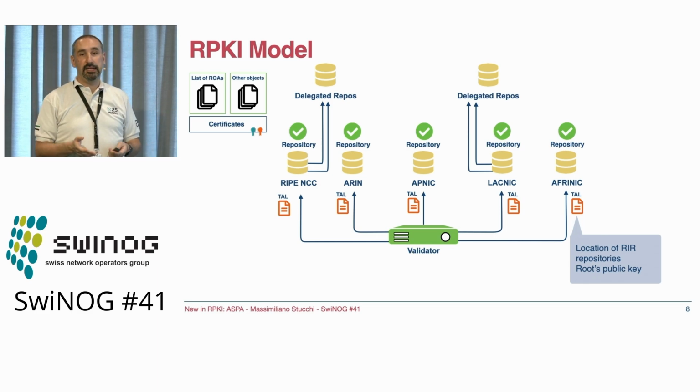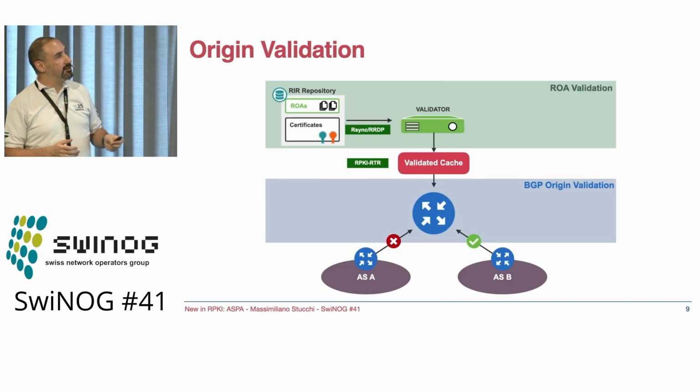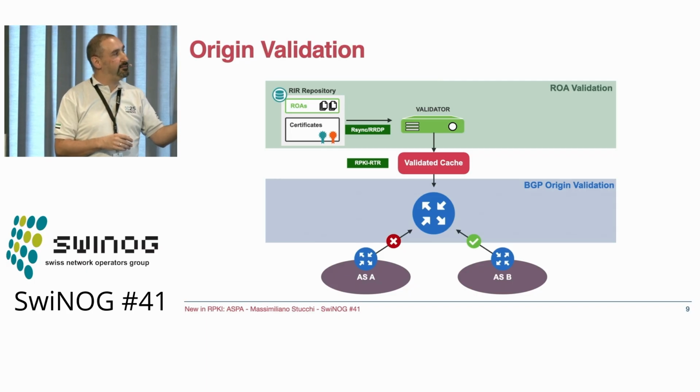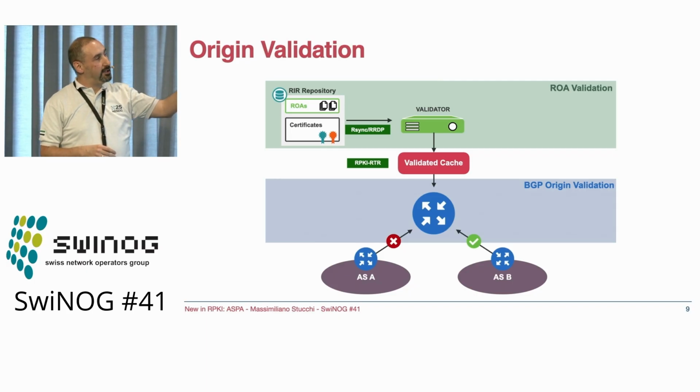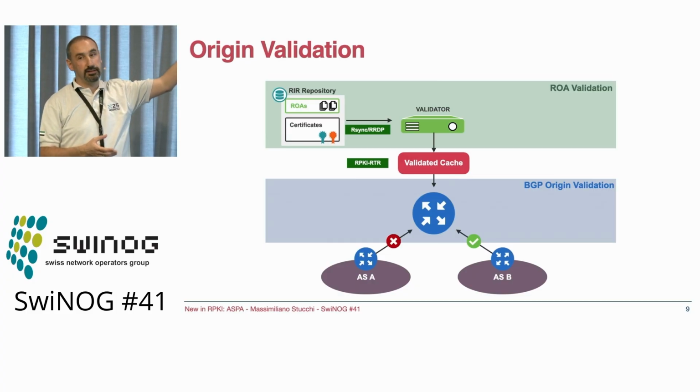And with the validator, a software that we can run in our networks, we can get this data, put it together, and then find a way to push it to our routers. So looking at it from a different perspective, we have the validator. We have a validated cache, which is where we look at all the data in the ROAs.